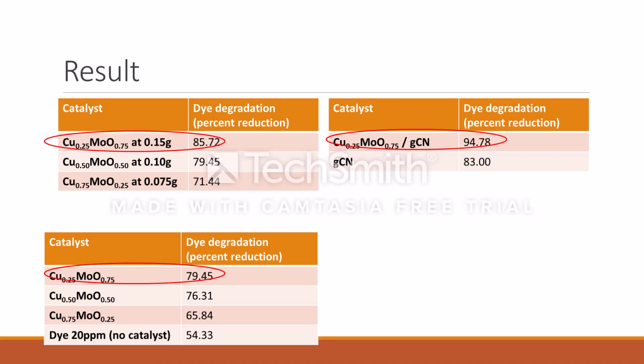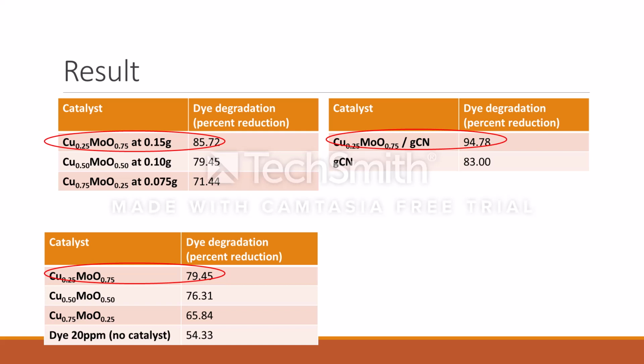Okay, now we go for the result. For the result, we divide it into 3 tables. The first table explains that we compare 3 varieties of catalyst weight. The highest percent reduction is at 0.15 gram.